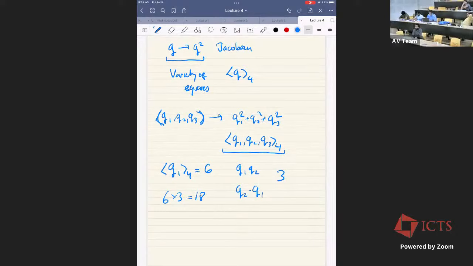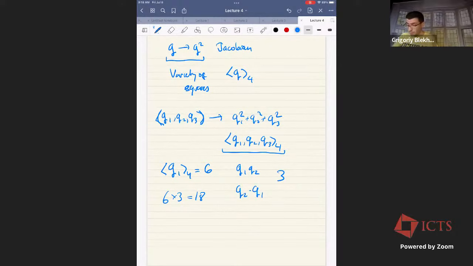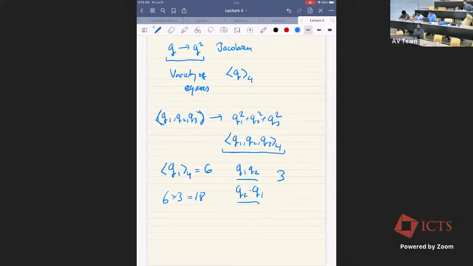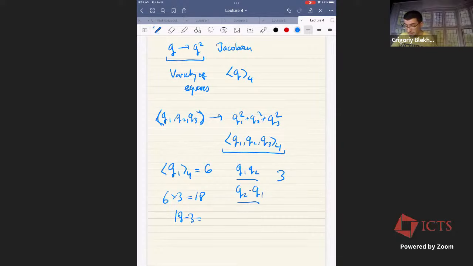All right. And so now I'm telling you which 3 we overcounted. So Q1, Q2, there is an overlap like this. And of course, the same is true for Q1 and Q3 and Q2 and Q3. So we overcounted at least 3 things, right? And 18 minus 3 is 15.